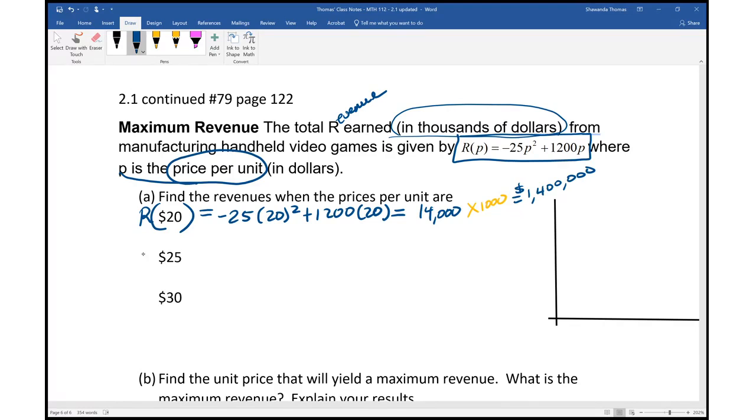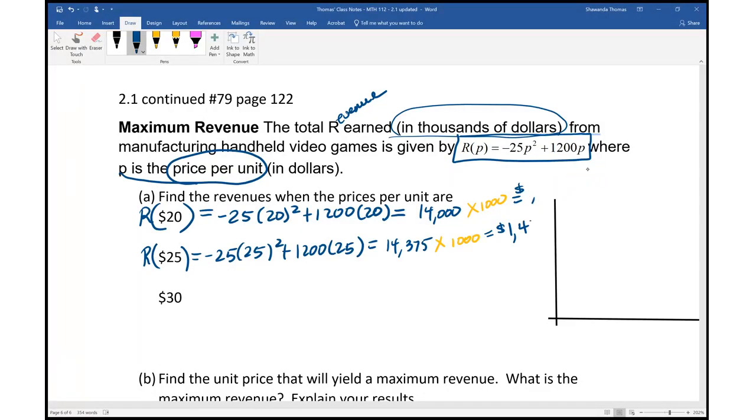What if we sold it at $25? Will our revenue go up? Well, let's see. So plug this into your calculator again to see if the revenue goes up. Up here, I'm just not realizing this is really 14 million, right?